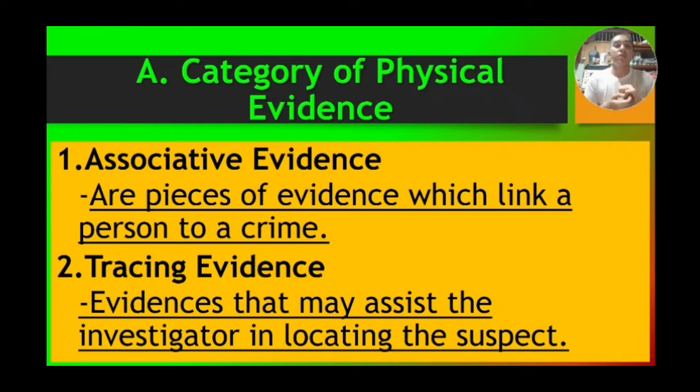Second, tracing evidence. Tracing evidence is based on the idea that a crime can pass from one person to another. An example of that is rape. Usually in rape, pubic hair of the offender is left behind, and that pubic hair can be used to trace the rapist.